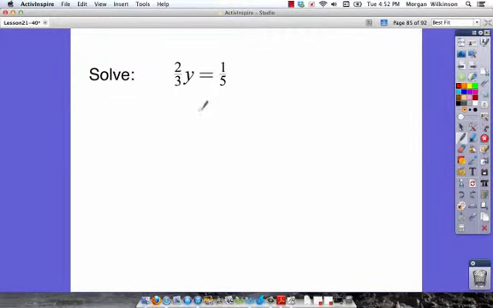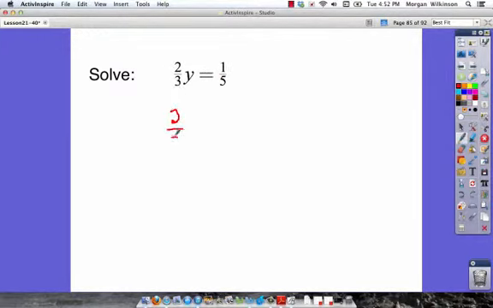Alright, let's go ahead and solve this one. 2/3 times y is equal to 1/5. Do you know in your head what you have to multiply 2/3 by in order to get to 1/5? If you don't, that's alright. If you do, that's fantastic. We're going to check your answer. Let's go ahead and work through our same method.